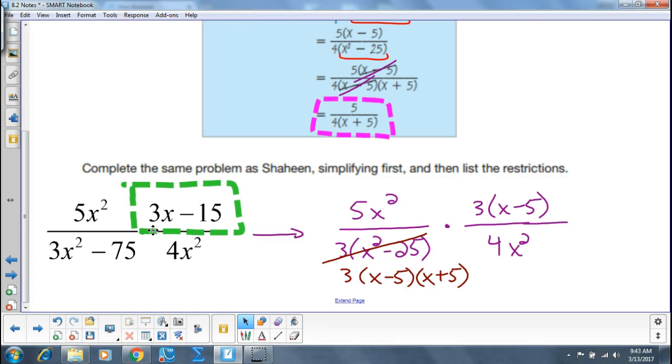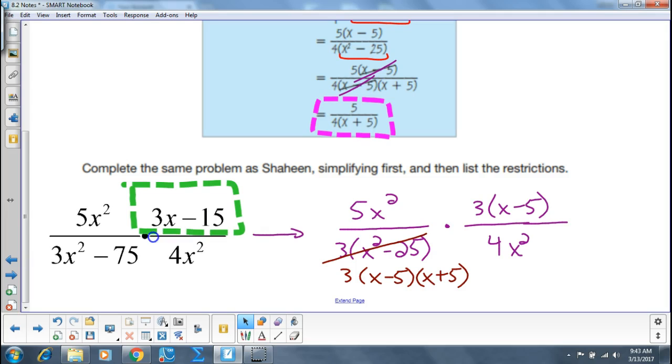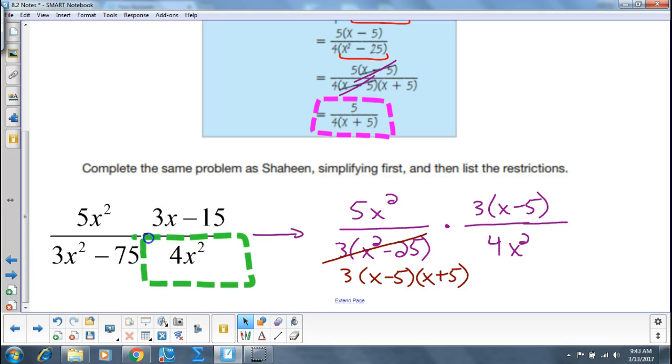What can you do with that one? Take out a 3. Okay, what can you do down here? Oh, wrong one. What can you do down here? Nothing, right? Okay, so we're left with that. Now that we have that, if it's on the top and on the bottom, we can cross it out.